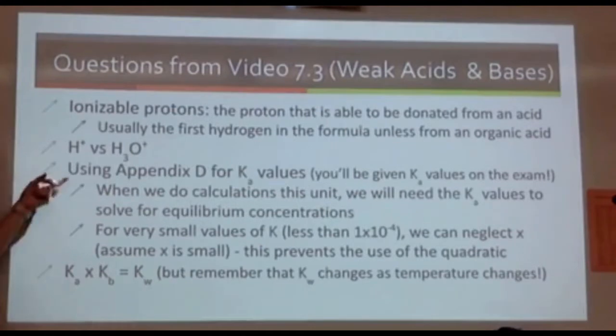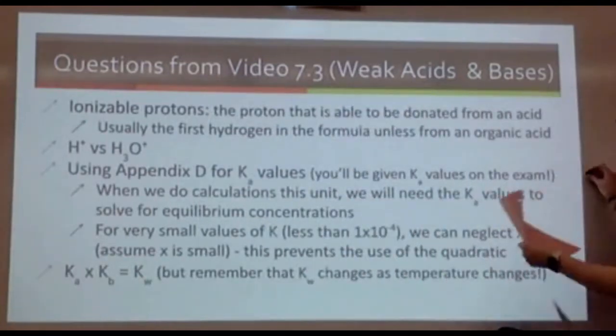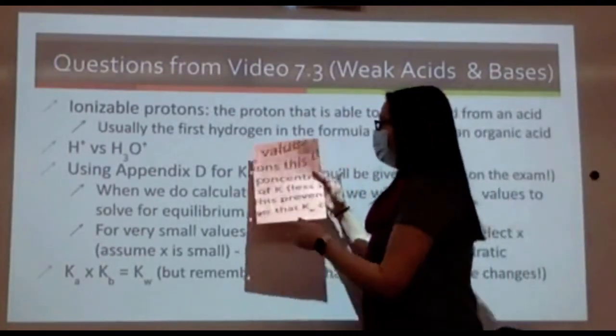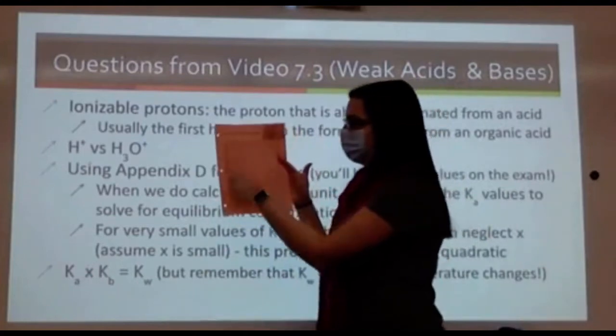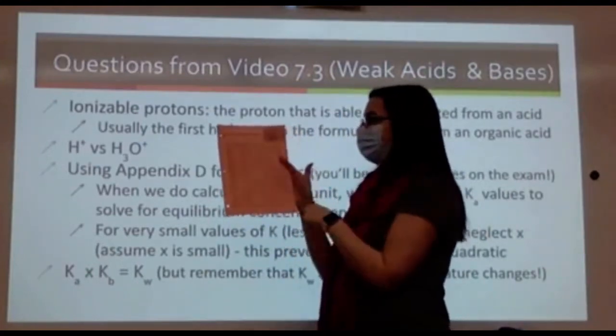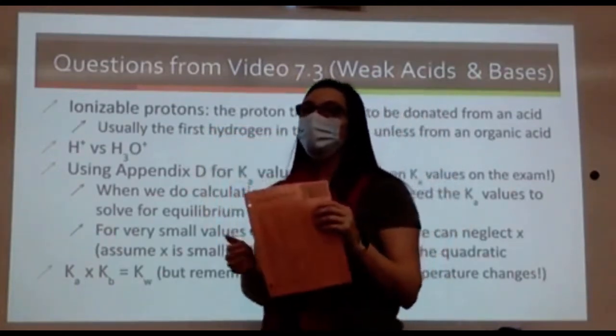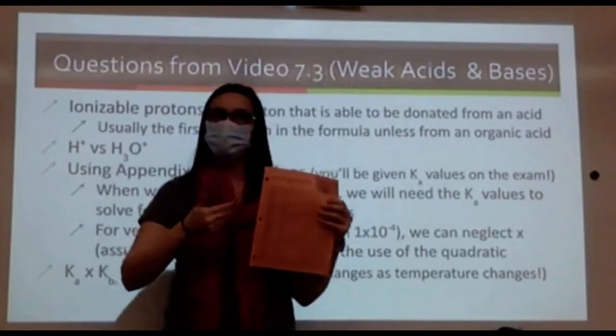We'll be using Appendix D throughout these examples, especially as we get to some of the later examples today and the examples tomorrow. If you take a look at Appendix D, it has the name of the acids, their formula, and then the Ka values. Ka is the equilibrium constant for the acid at equilibrium.